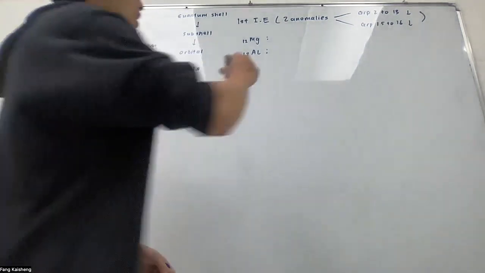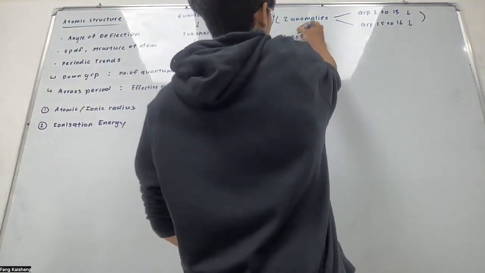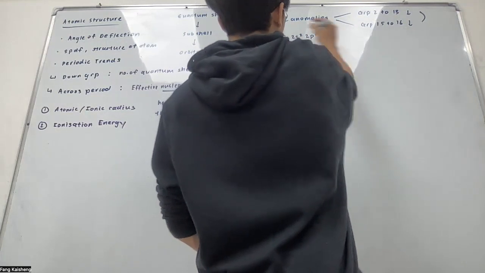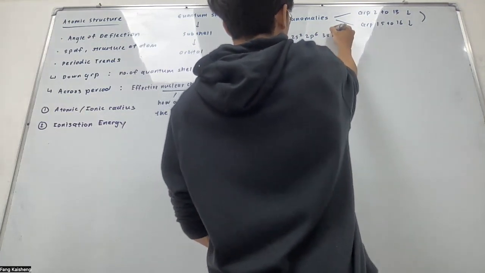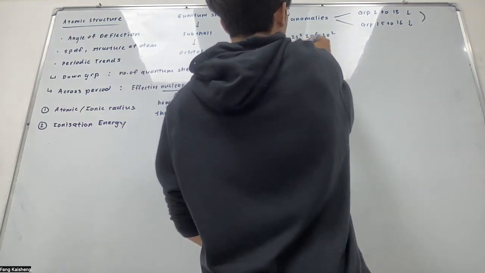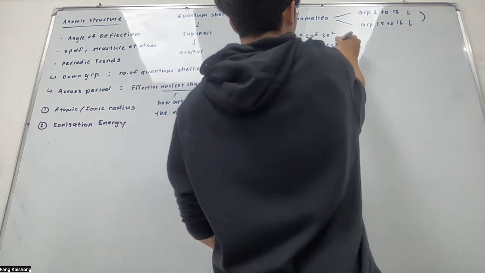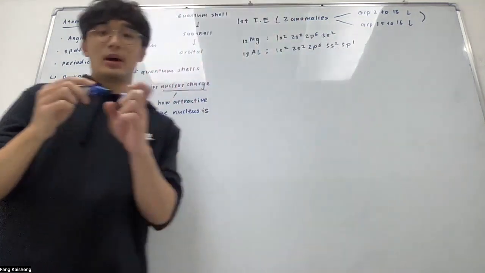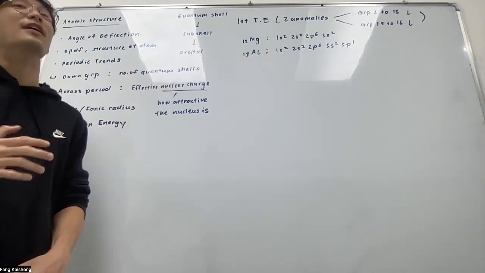Okay, so you should get this: 1s2, 2s2, 2p6. By now you have 10 electrons, so now 3s2 for magnesium, and 1s2, 2s2, 2p6, then 3s2, 3p1 for aluminium. Okay? Now, what's important here is, guys, we are talking about first IE.